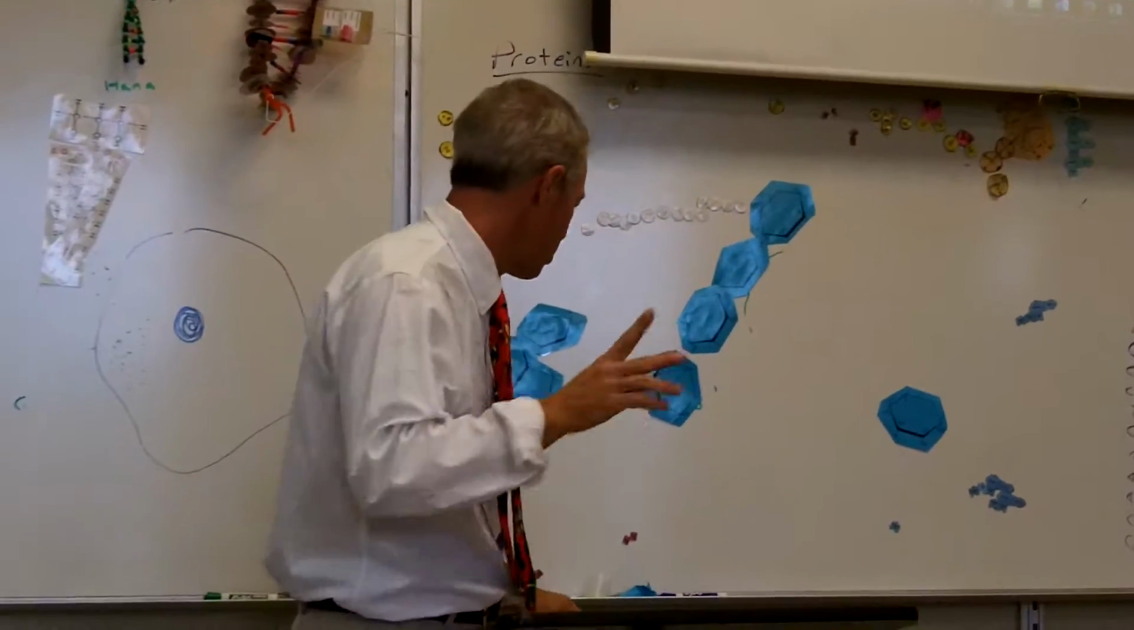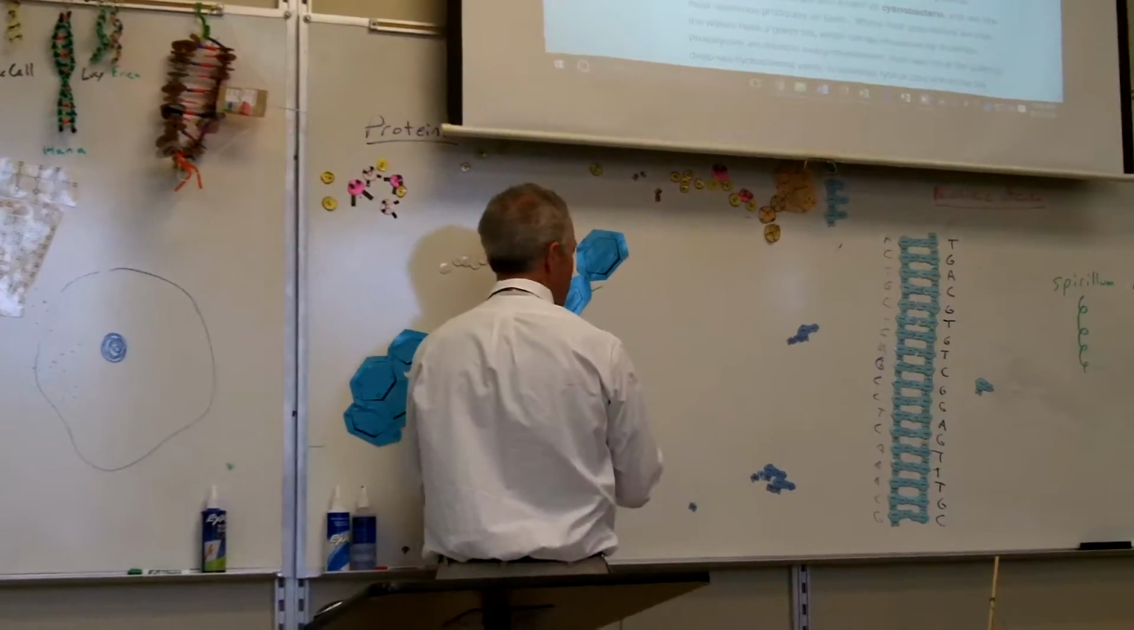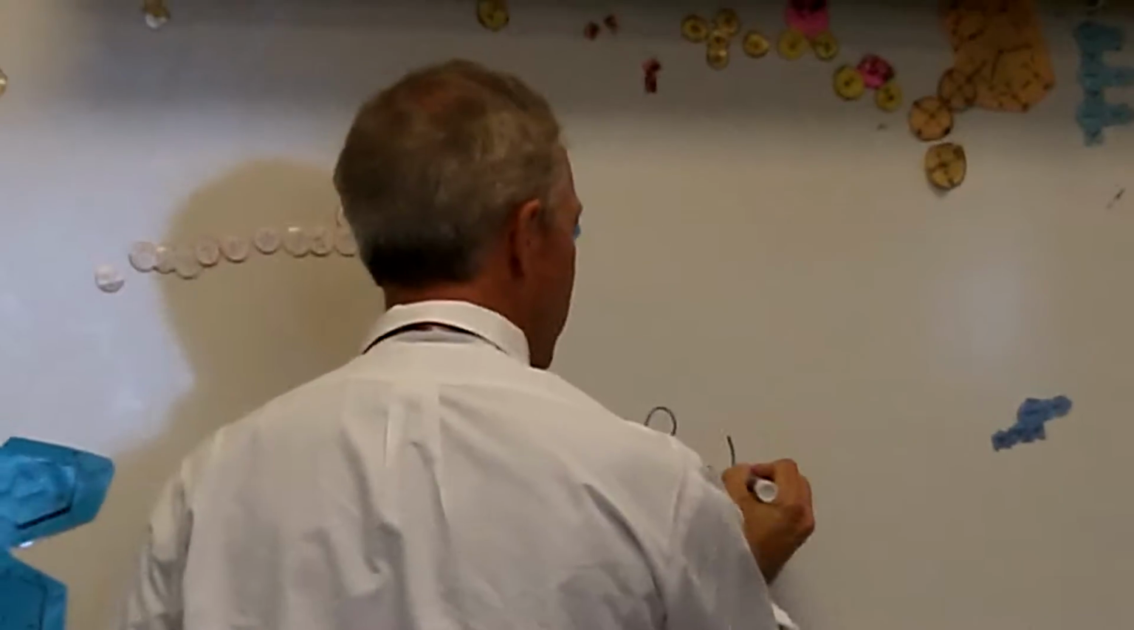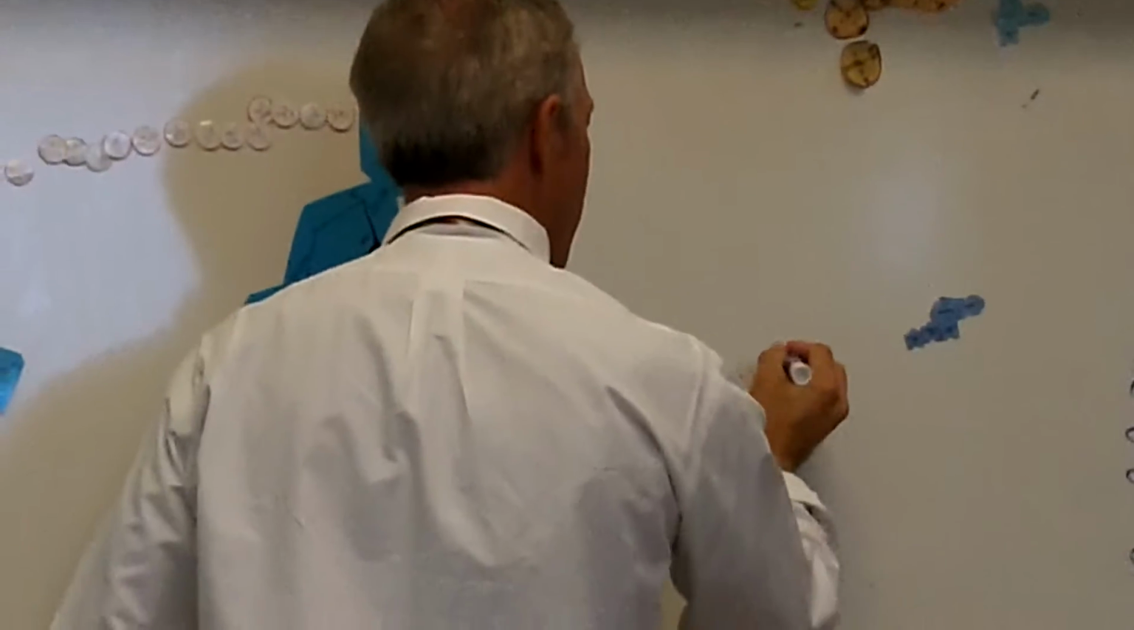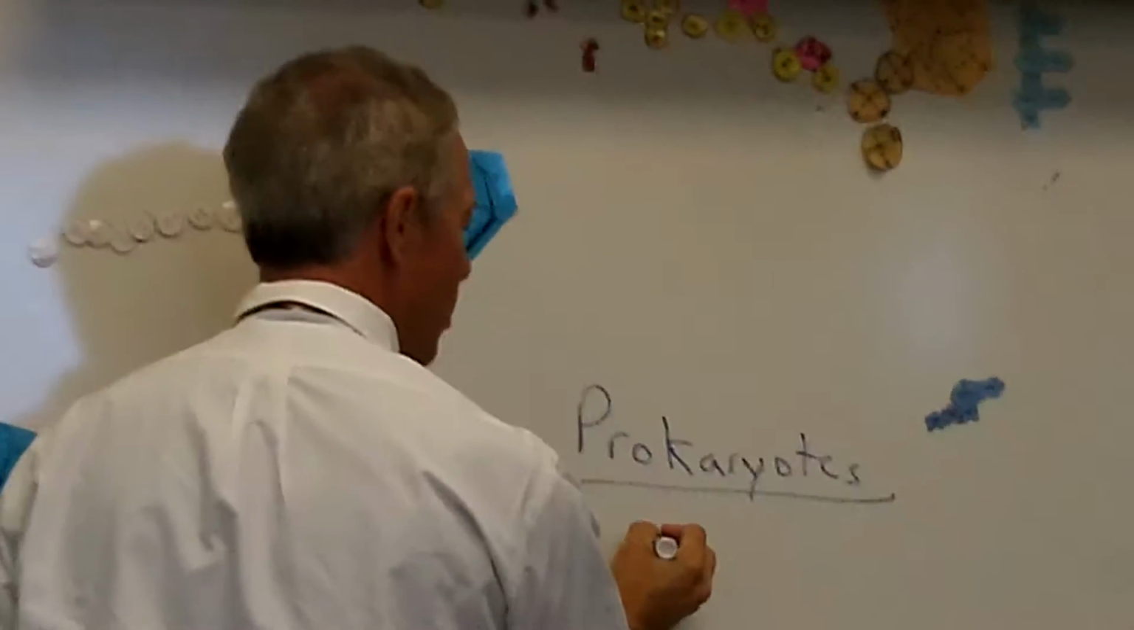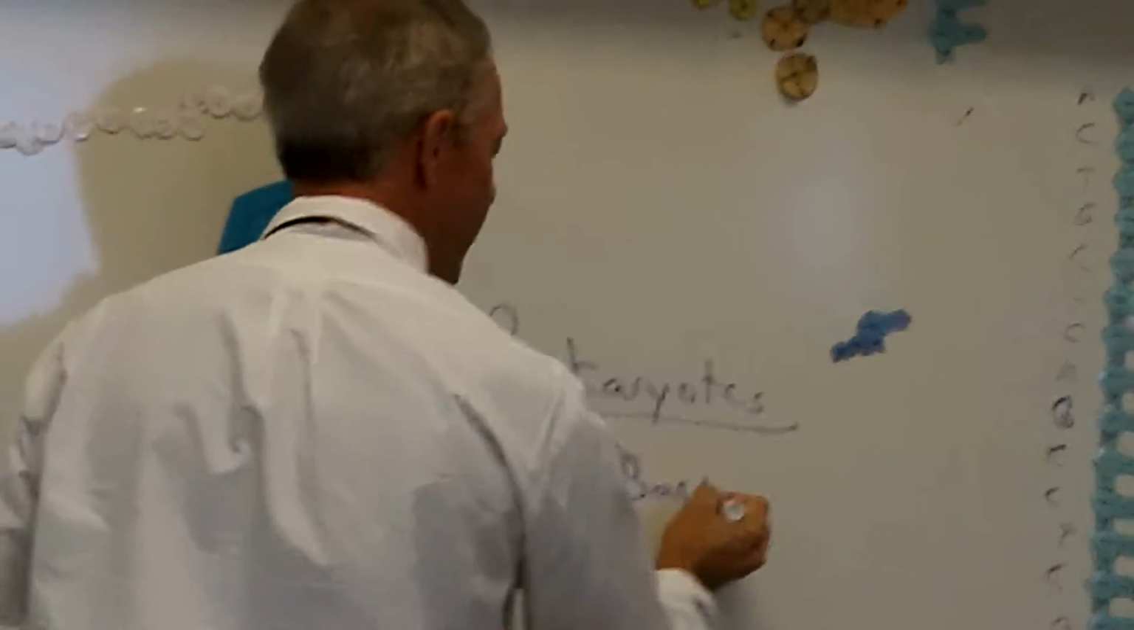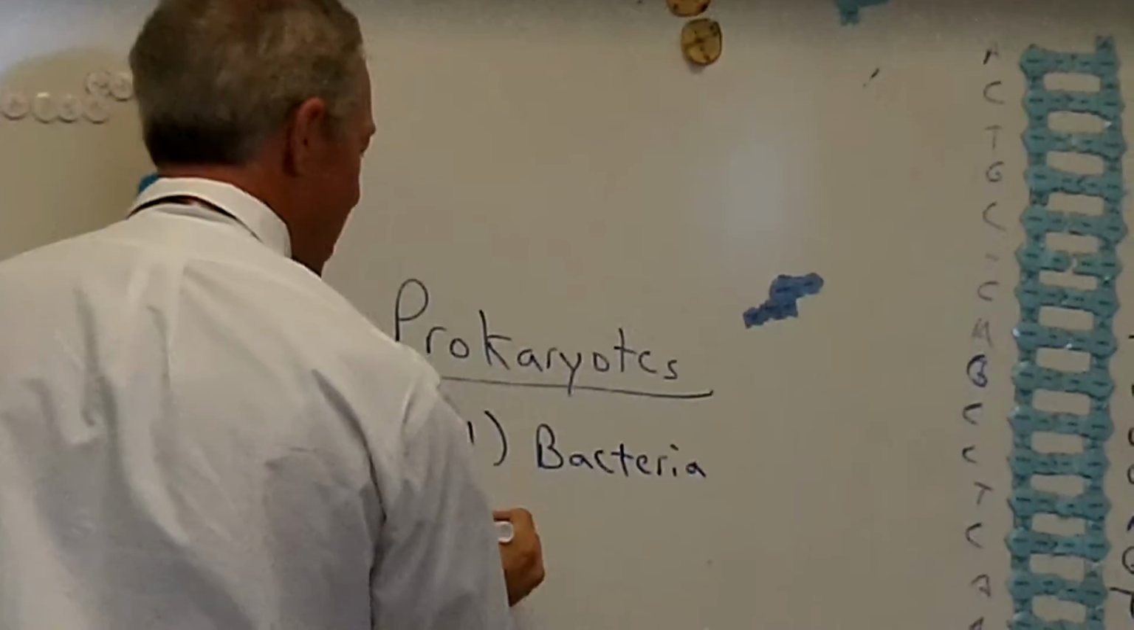So there's actually two groups of prokaryotic cells. Maybe I'll learn this in regular biology. Yeah. Back in the day. Prokaryotes are divided into two groups. One's called the bacteria, and one is called the Archaea.